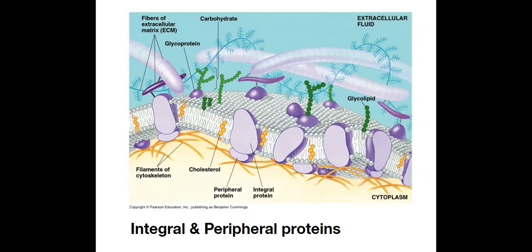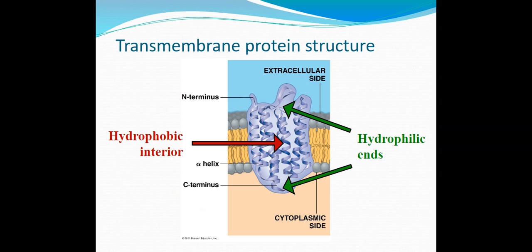Our peripheral proteins only exist either on the external side or internal side. So we can see they do not get embedded internally. Part of that has to do with their hydrophilic or hydrophobic properties, which allow them to either become embedded or not embedded.